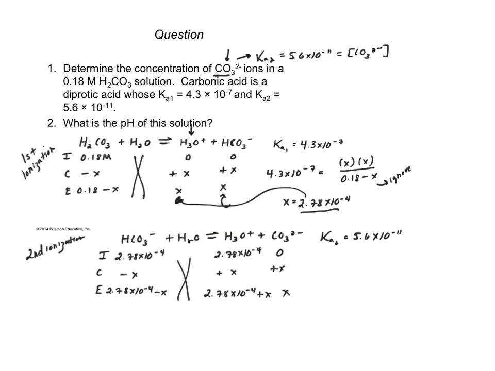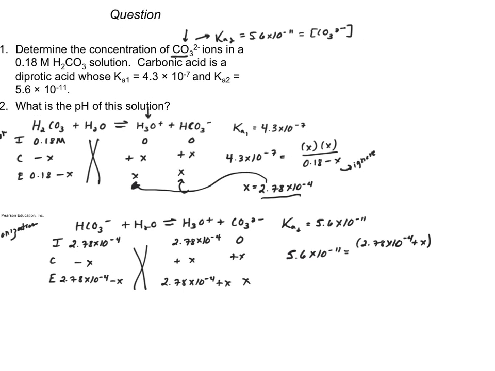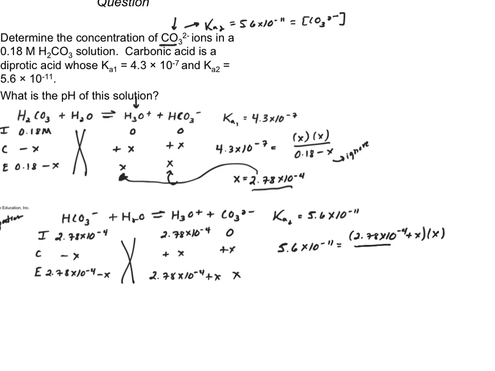So now we'll take these guys and plug them into our equilibrium constant expression for our second ionization. 10 to the minus 11th is equal to [2.78] times 10 to the minus 4th plus X, times X, all over 2.78 times 10 to the minus 4th minus X. Again, simplifying approximation: X is very small. So what are we going to do? We're going to ignore it on top as well as on bottom.